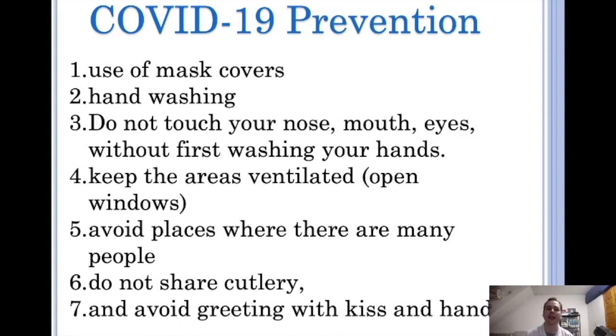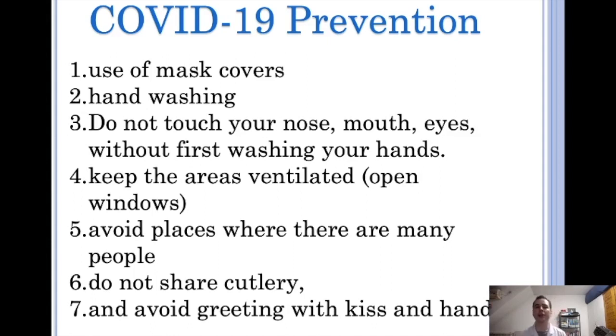Okay. Second thing, hand washing. Okay, you have to wash your hands every time you go out from your house, every time you go to work, every time you arrive to a new place. Okay, if you were outside and then you came back to a place, wash your hands. It just takes like 10 seconds. There are a lot of videos online that teach you how to wash your hands, so it's really important.